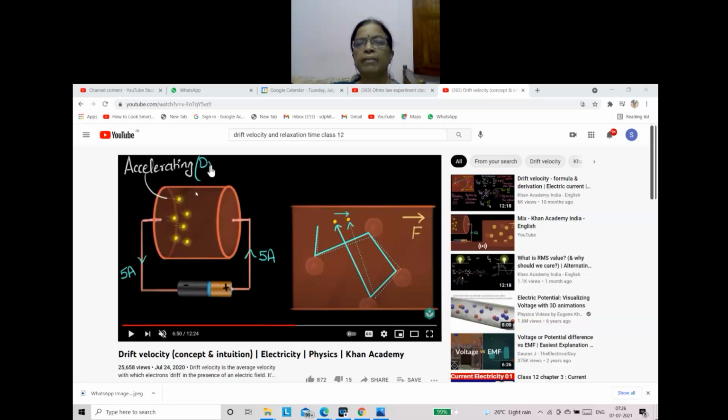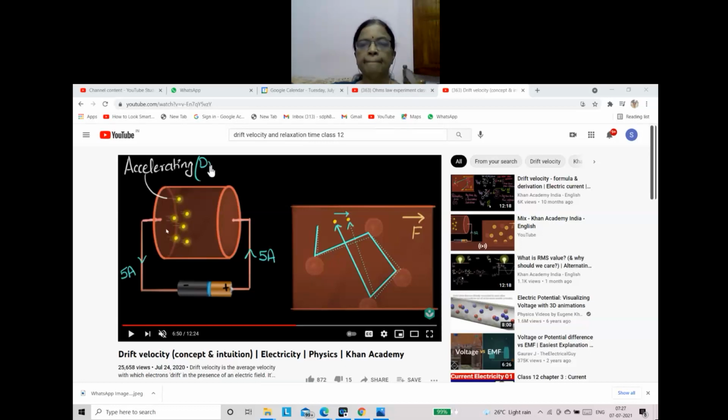Volume of this conductor. A is the area of cross section, L is the length. A into L is the volume.